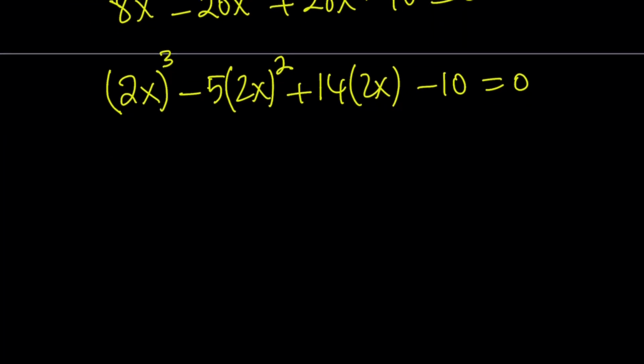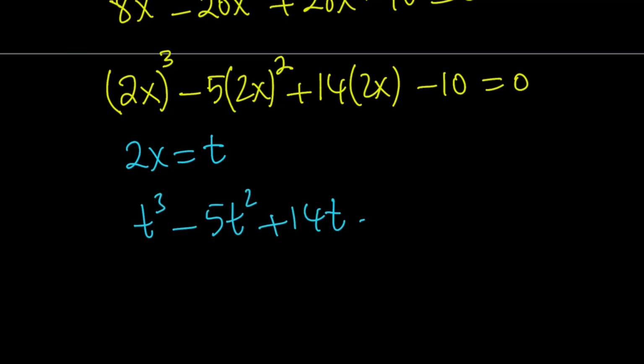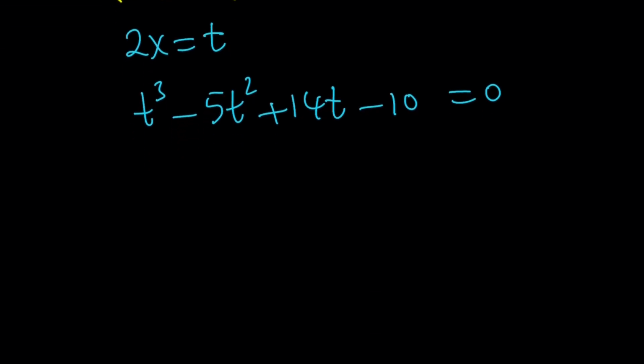So now, what do I see? I see that 2x is the new variable. So why not use substitution? Let's go ahead and set 2x equal to t, and then you're going to get t cubed minus 5t squared plus 14t minus 10 is equal to 0. And yay, we got a monic polynomial. Monic means the leading coefficient is 1. But not only that, this is a very special polynomial.